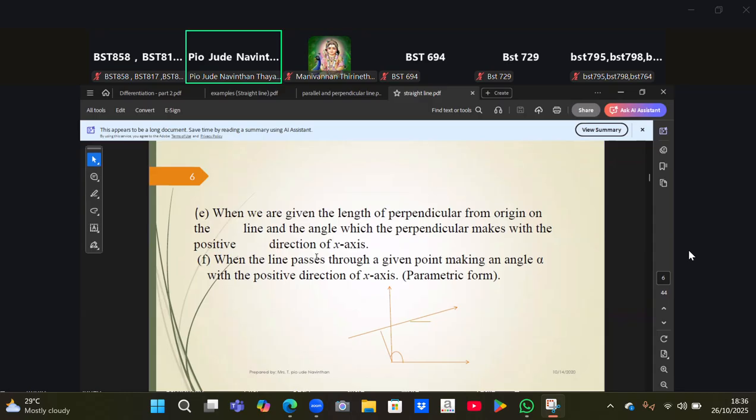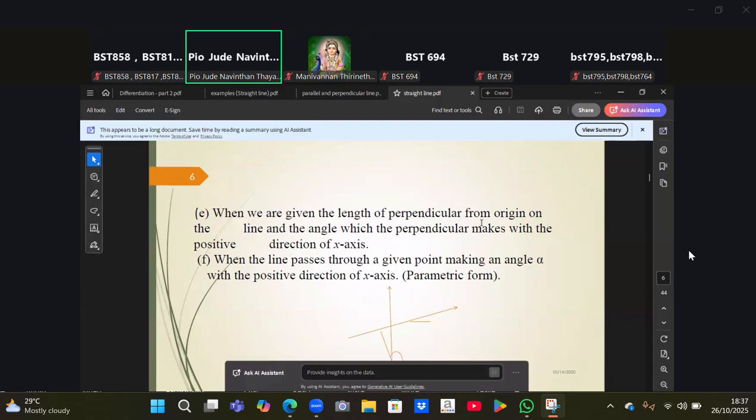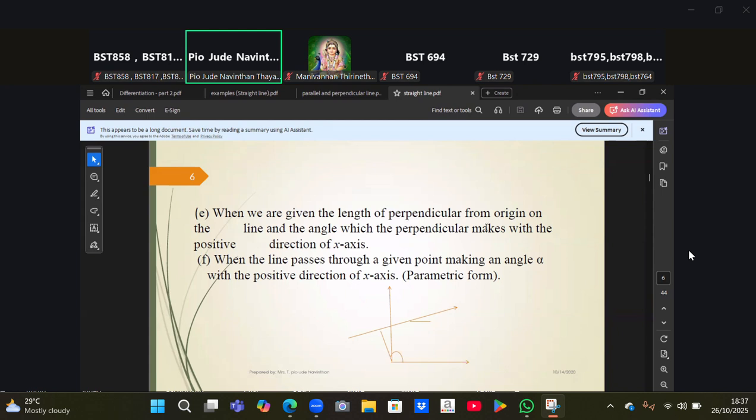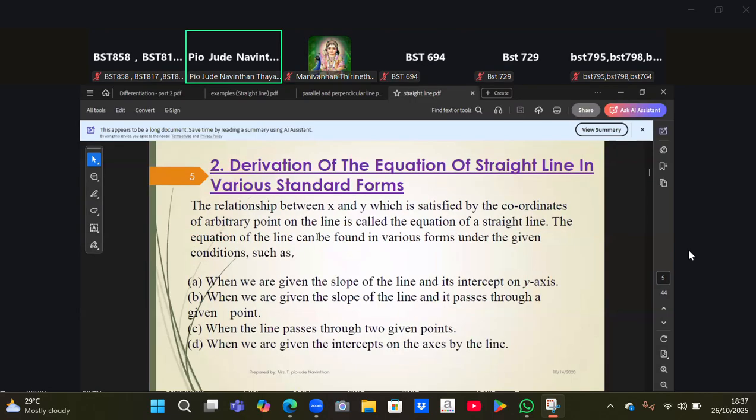Okay. And E and F, the last two, you have to know. There are some other methods also. We can find the equation, right? But no worries about these two. I will not ask this kind. So you have to know. The other one is passes through a given point, making an angle, so much of things, right? This is a parametric format. And the other one is the perpendicular concept, right? These two we don't need. Therefore, we only consider this A, B, C, D.